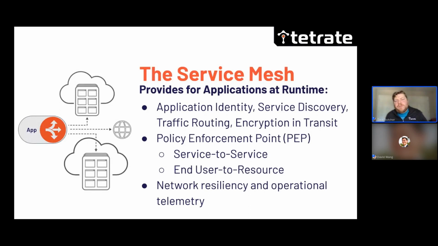And then finally, of course, the service mesh provides operational telemetry and network resiliency. Of course, security is a trade-off between availability and security, so resiliency is part of security. The mesh capabilities there help mitigate many styles of attack like DDoSes and help keep applications resilient, as well as providing the data for you to understand what's going on.